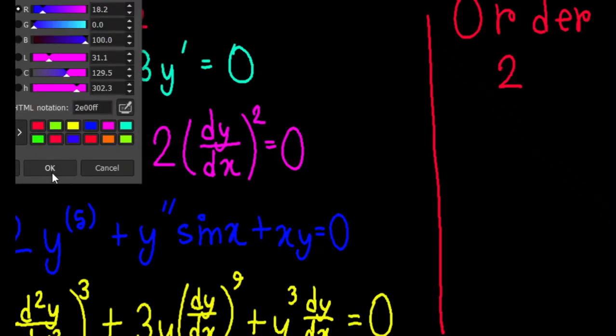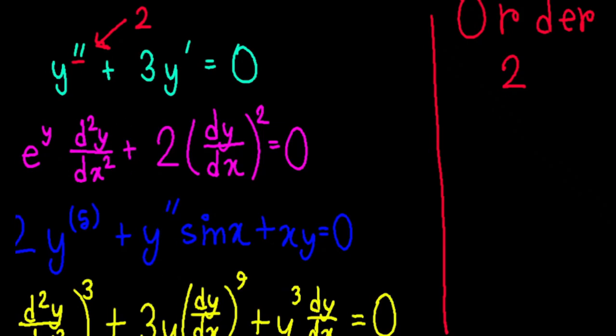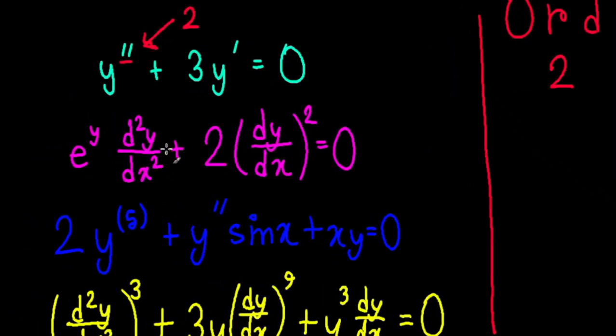Now, let's move on to the next one. Let me scroll a bit to the left. What do we see here? Okay, so e to the y anyways, we're just going to focus on the derivatives. That's what the order is all about, to be honest. As you can see, the highest derivative is the second derivative.